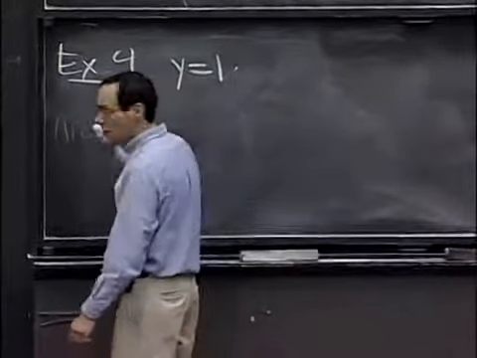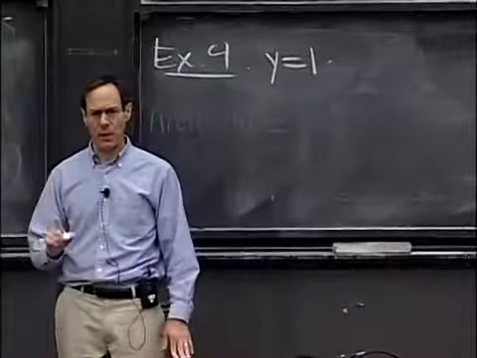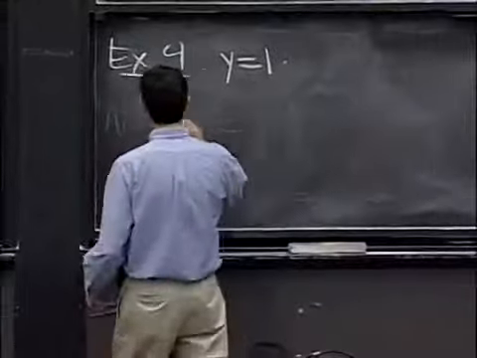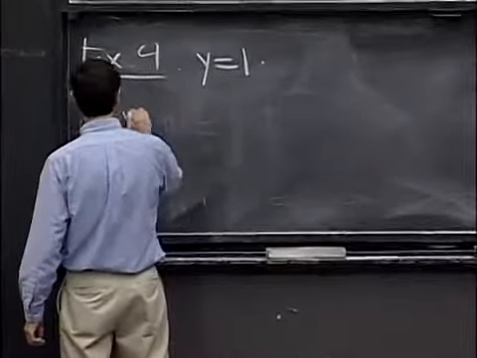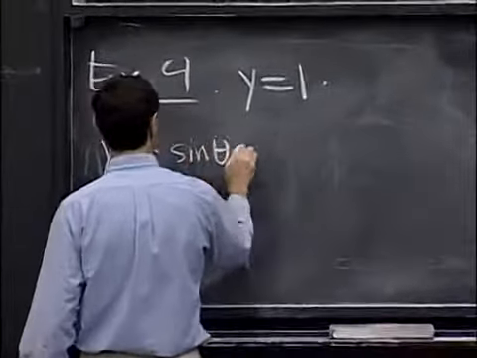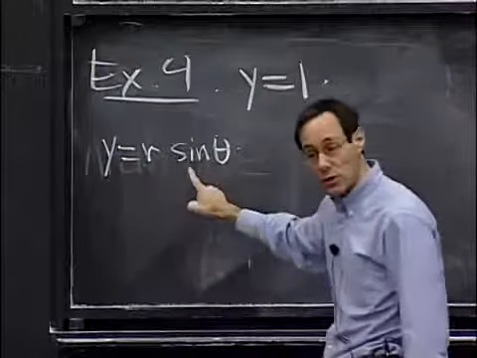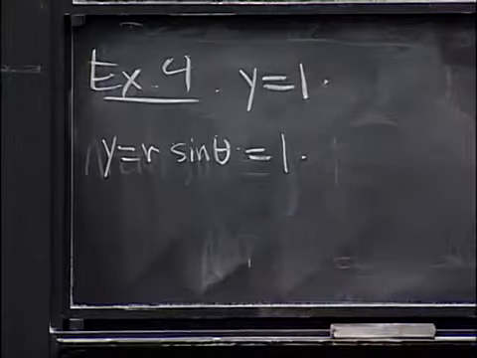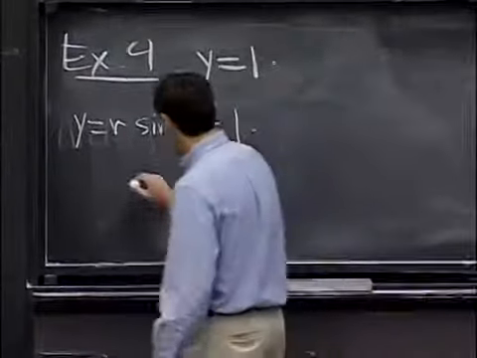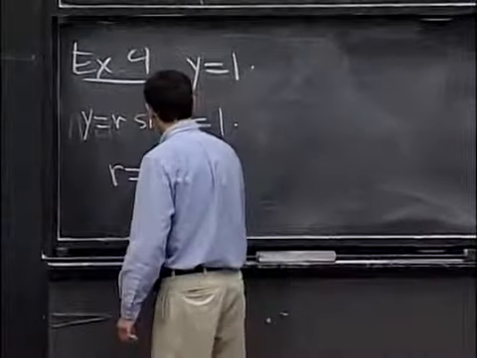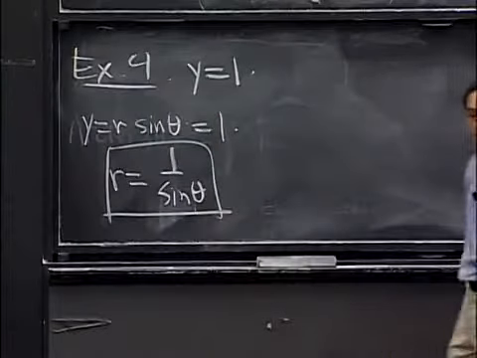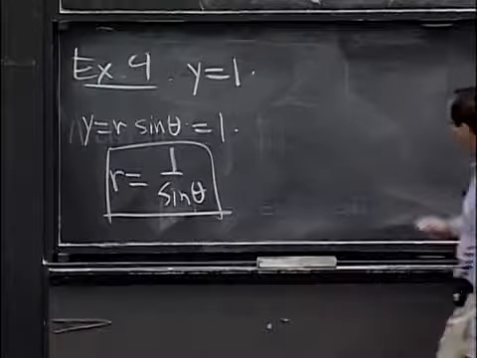If you do, here's how you make the translation. Now, this translation is not so terrible. What you do is you plug in y equals r sine theta. That's all you have to do. And so that's going to be equal to 1, and that's going to give us our polar equation. The polar equation is r equals 1 over sine theta. There it is. And let's draw a picture of it.